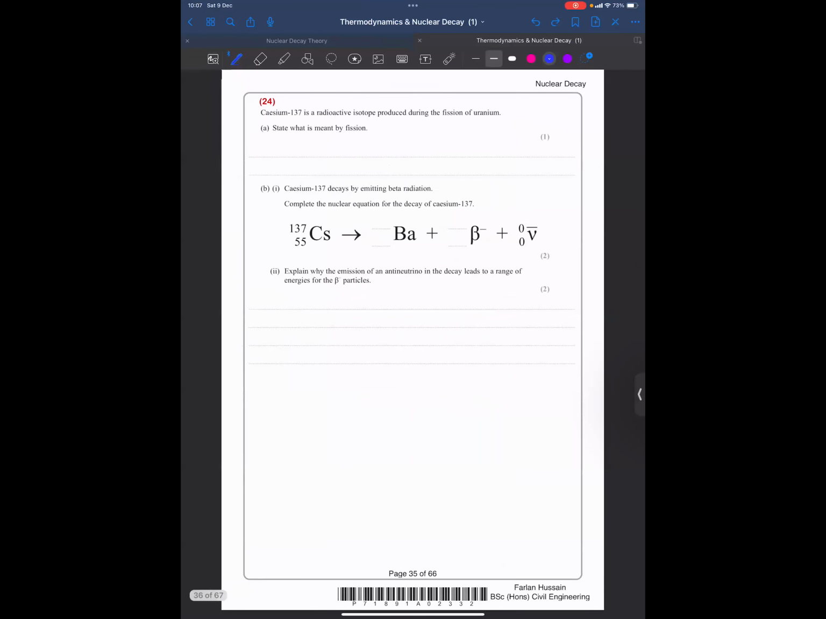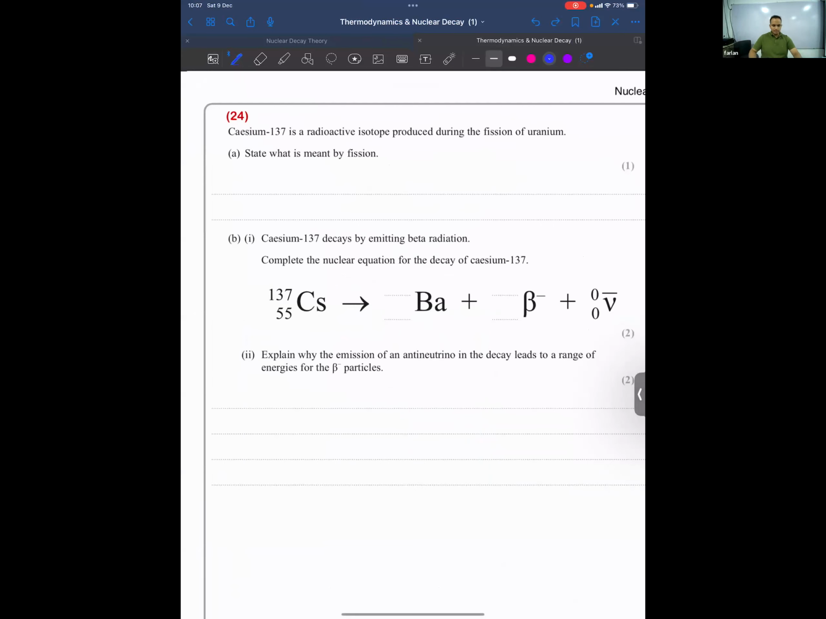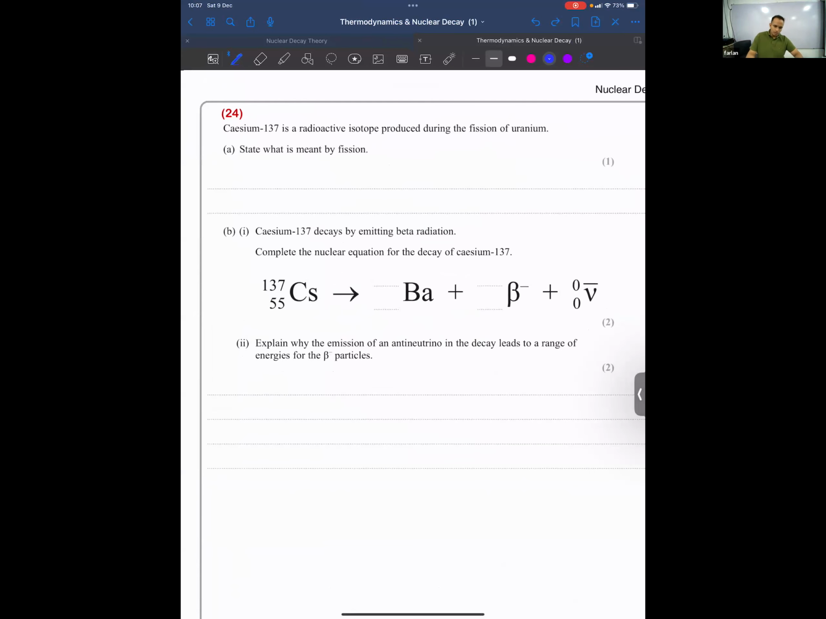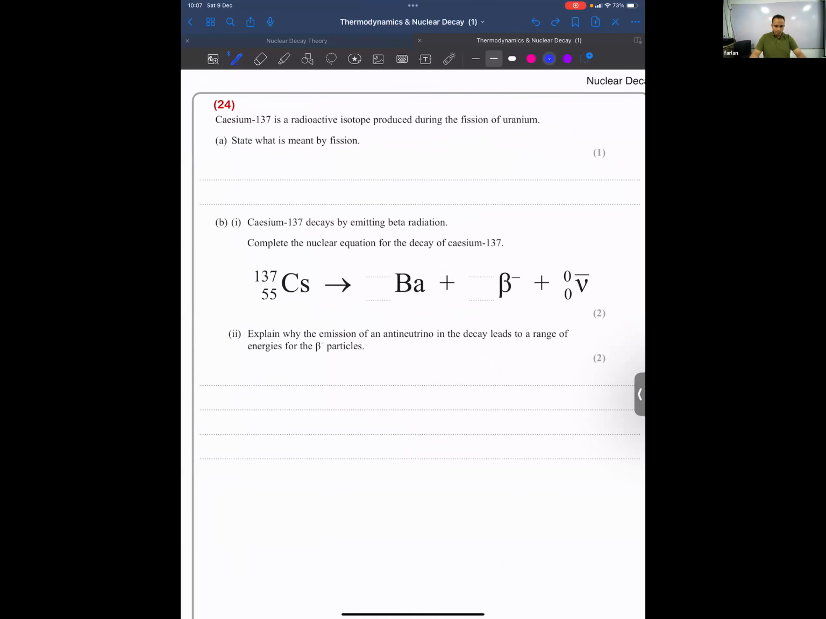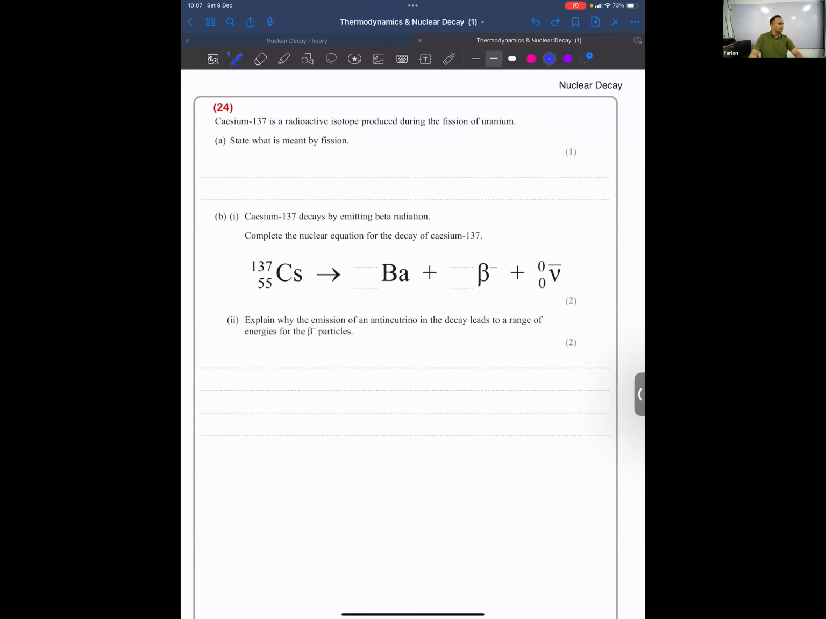Right. There's the part A. Cesium-137 is a radioactive isotope produced during the fission of uranium. State what is meant by fission. A larger nucleus splitting into two lighter nuclei of approximately equal masses releasing energy.